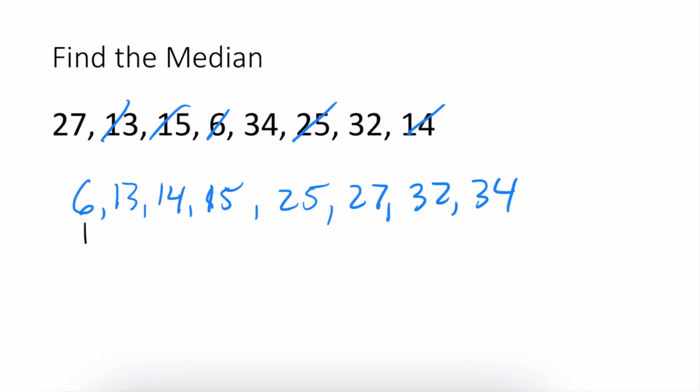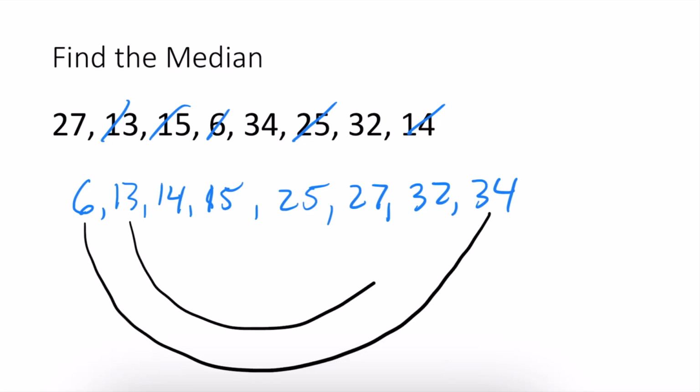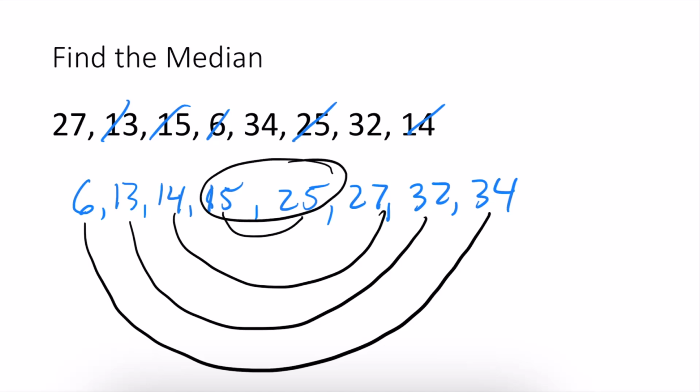And when I match up my outermost data points, it looks like I have 2 numbers in the center. So to find the number that's in the middle of those, I can average these 2 numbers. So I'd say 15 plus 25 is 40. 40 divided by 2 is 20, and that's reasonable because 20 is in the middle of 15 and 25. And so the median in this case would be 20.